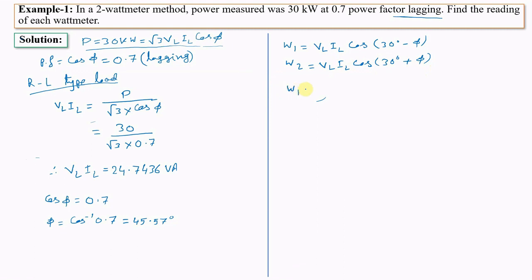So now we know the value of VL IL and we know the value of phi. So we can write W1 as 24.7436 cos (30 minus phi), where the value of phi is 45.57 degrees. After solving, the value of W1 will be 23.835 kilowatt. So this is the reading of the first wattmeter.